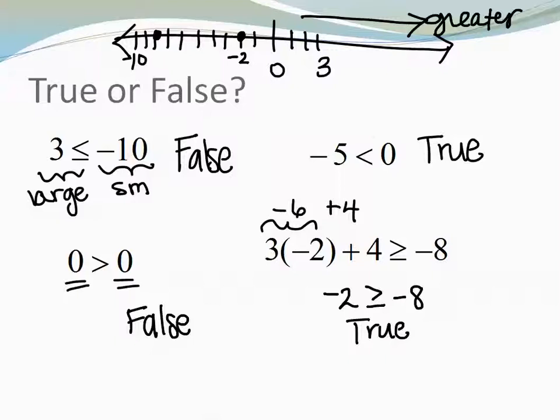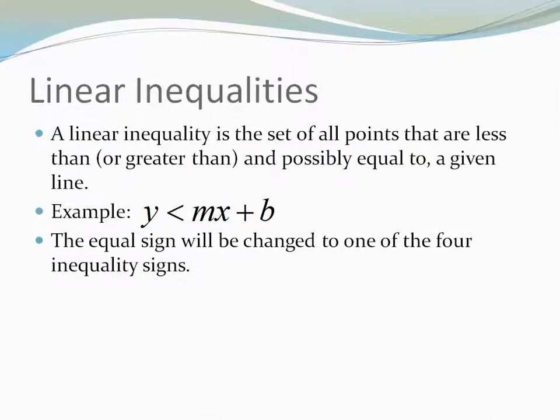Okay, so let's talk about linear inequalities. A linear inequality is the set of all points that are less than or greater than, and possibly equal to, a given line. So you're not just talking about the points on the line. When we graphed y equals mx plus b, what we graphed were all the points on the line. So now we're talking about all the points that are less than or greater than that line. So you get a lot more.